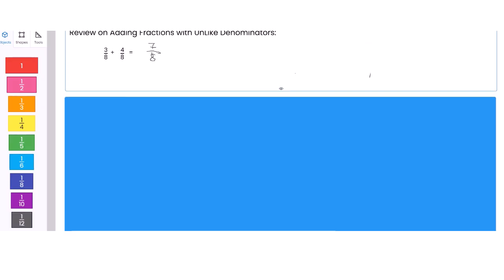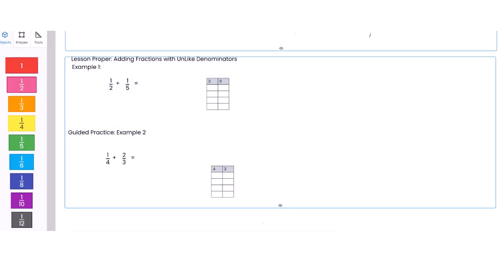But what if I ask you to add the fraction 1/2 and 1/5? Hmm. You see here that the denominators are different. We call this unlike denominators, 2 and 5. And so we need to fix that before we can add. So how do we fix that?